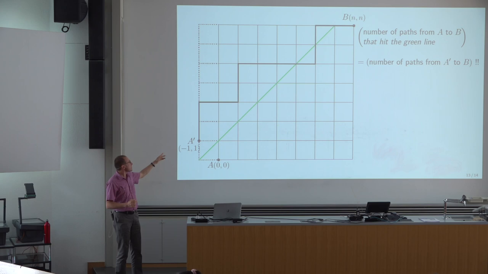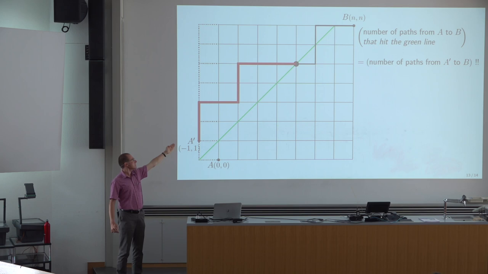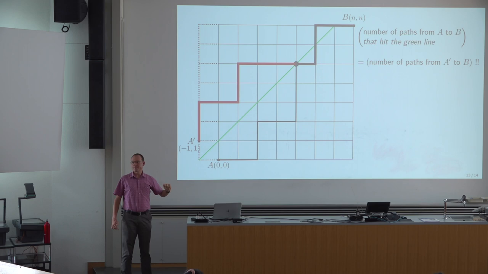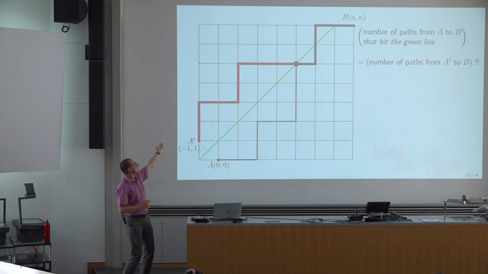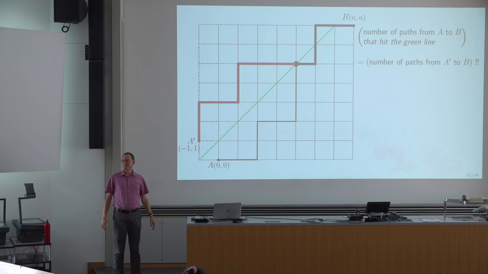Very good. Until it hits the green line, you reflect the first part and the second you keep. So you look at the first intersection point and the first chunk until it hits the green line, then you reflect that and you keep the rest. So the rest you make thicker and the red chunk you reflect. So to the thick path, consisting of red and black, you associate the black path going from A to B, hitting the line L. Excellent. This is the main step of the problem.